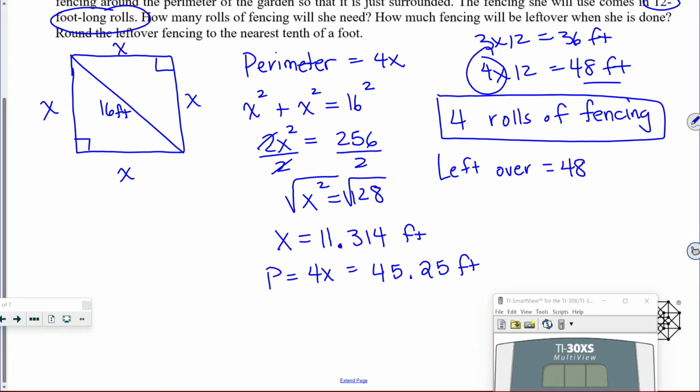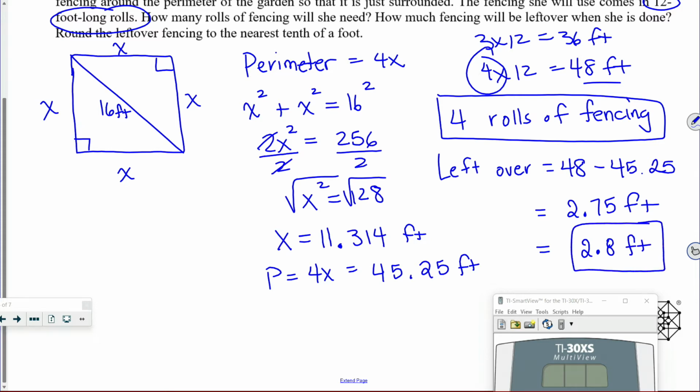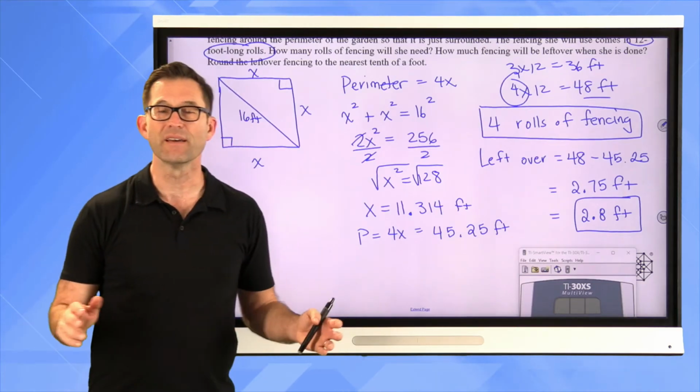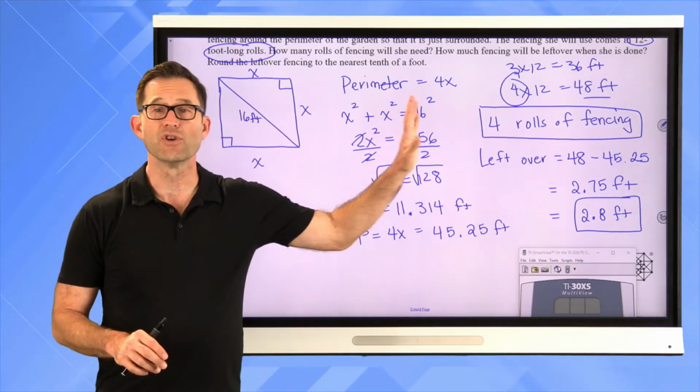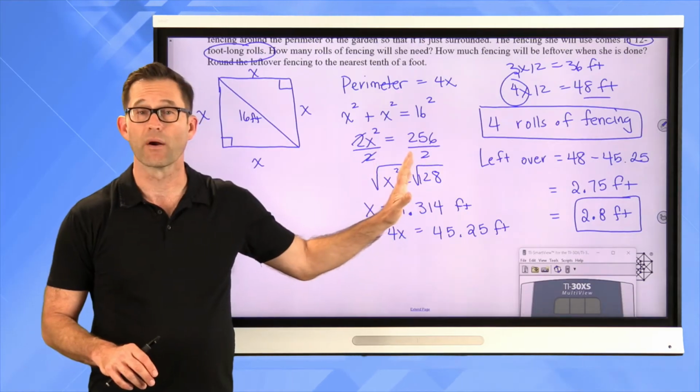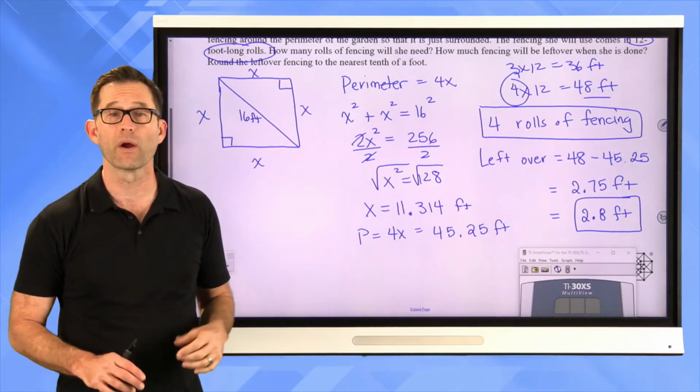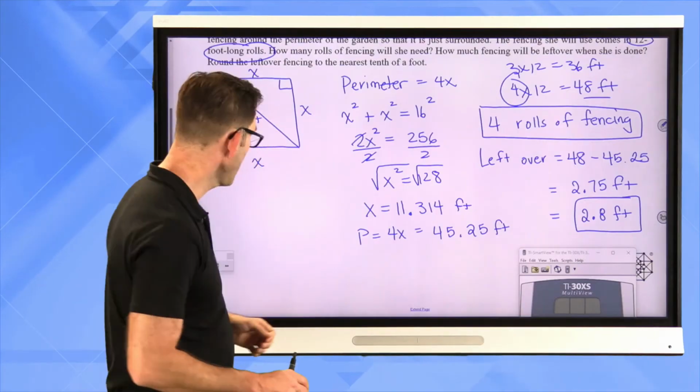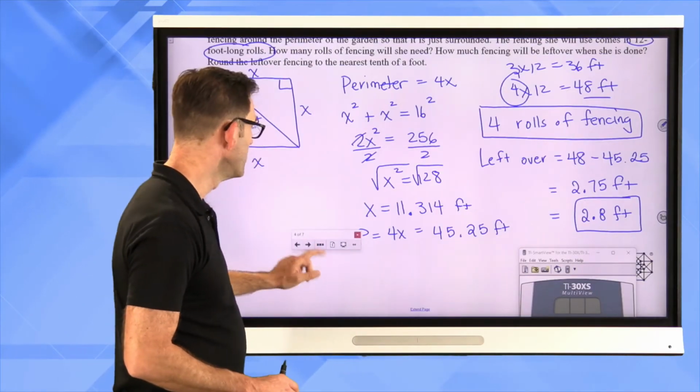is going to be 48 minus 45.25, which is going to be 2.75 feet. And they wanted that rounded to the nearest tenth of a foot. So we're going to have 2.8 feet of fencing left over. All right, and that's it, right? Again, this is just a general modeling problem using a square and seeing a lot of the properties of a square come out. Okay, let's keep moving on.